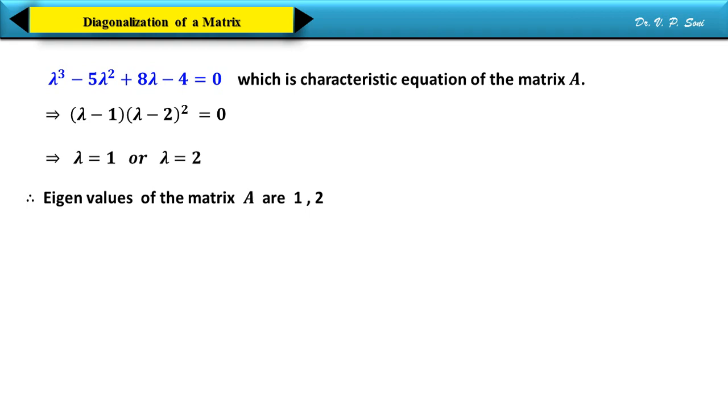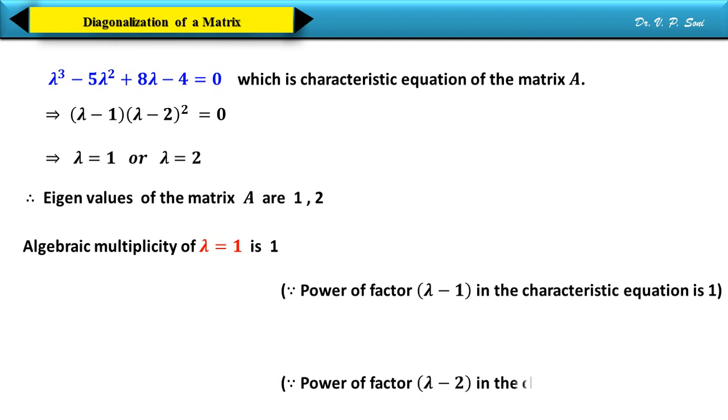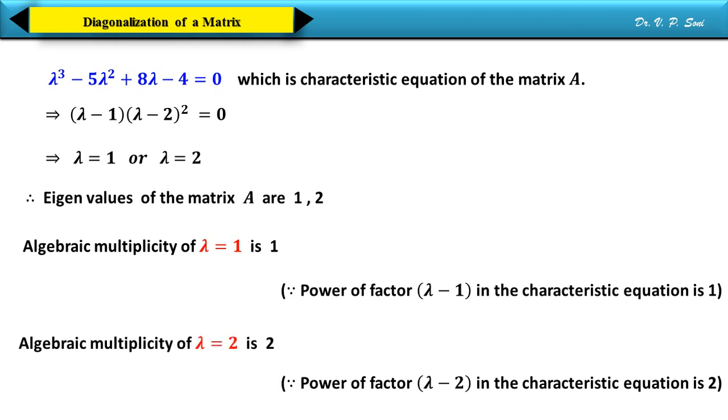Now, the power of factor lambda minus 1 in the characteristic equation is 1. Therefore, the algebraic multiplicity of lambda equal to 1 is 1. Again, the power of factor lambda minus 2 in the characteristic equation is 2, and therefore the algebraic multiplicity of lambda equal to 2 is 2.